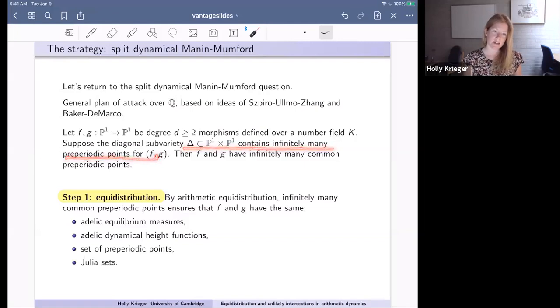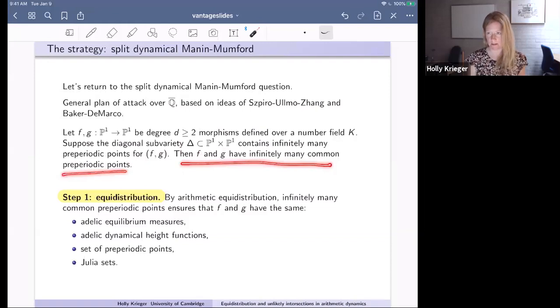What it means for the diagonal to have infinitely many pre-periodic points for this split map is precisely that F and G, the maps, have infinitely many common pre-periodic points, right? That's simply the translation in this split case. Now, what does it mean for two maps of the sphere to have infinitely many common pre-periodic points? Well, by arithmetic equidistribution, their measures have to be the same at every place.